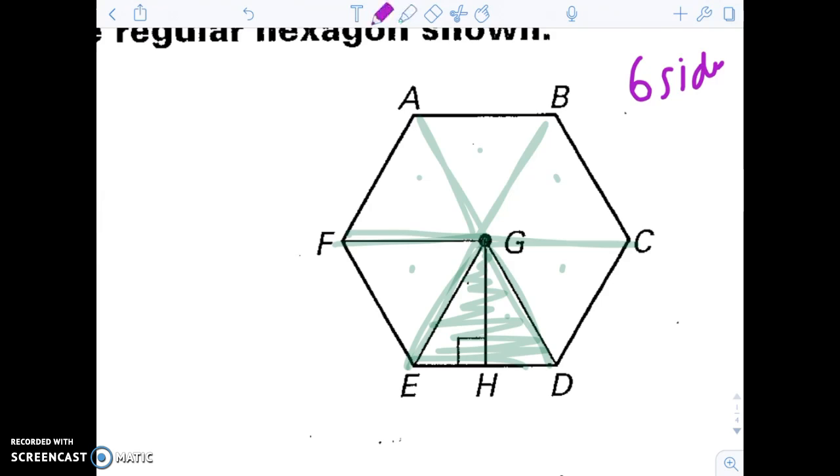So if I wanted to find the measure of just any one of these central angles, I take the 360 degrees here, divide it by 6, and that turns out to be 60 degrees for each of these angles located at the center of this hexagon.